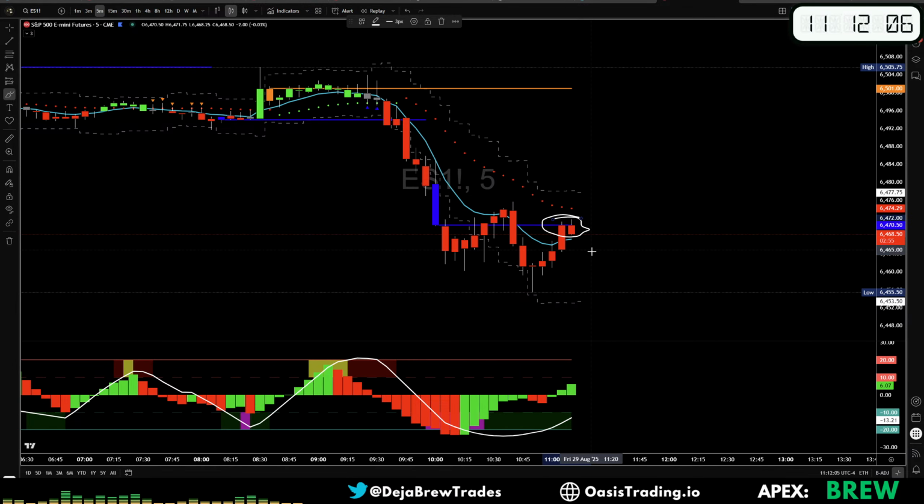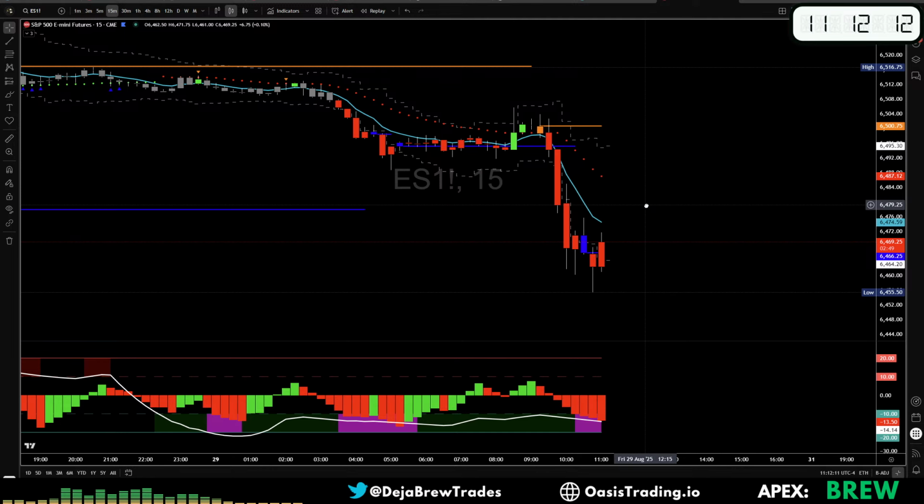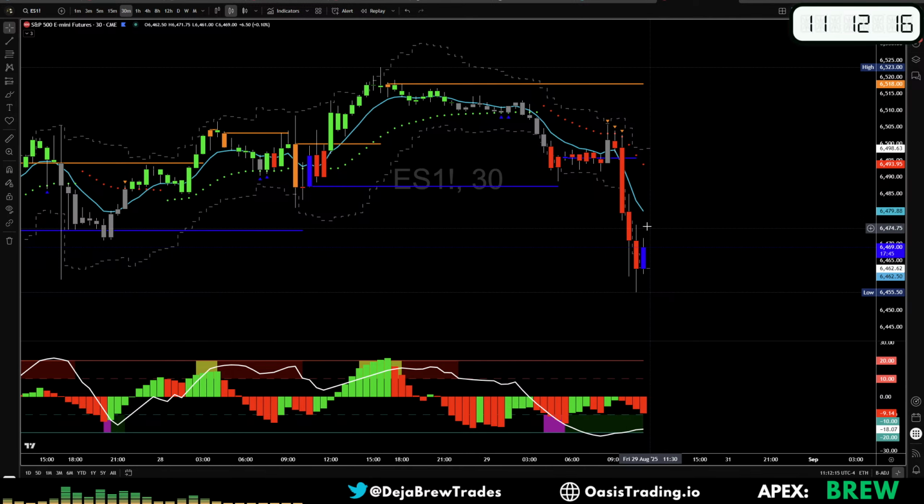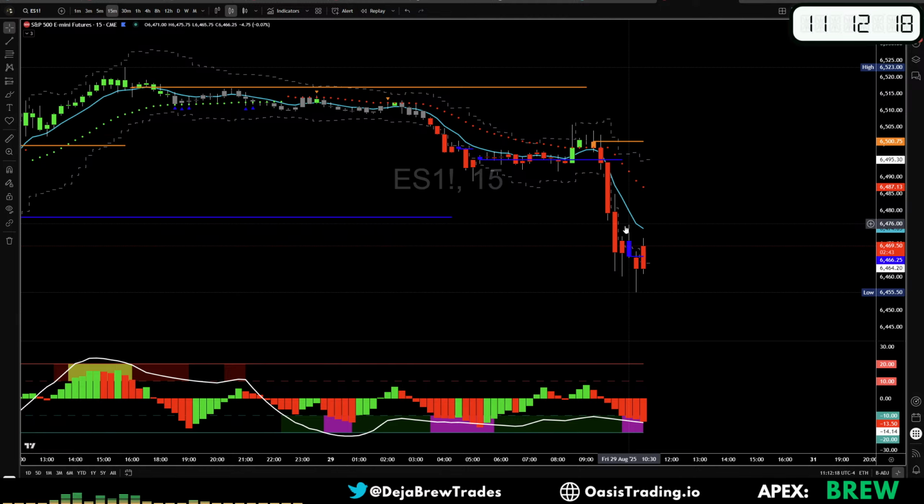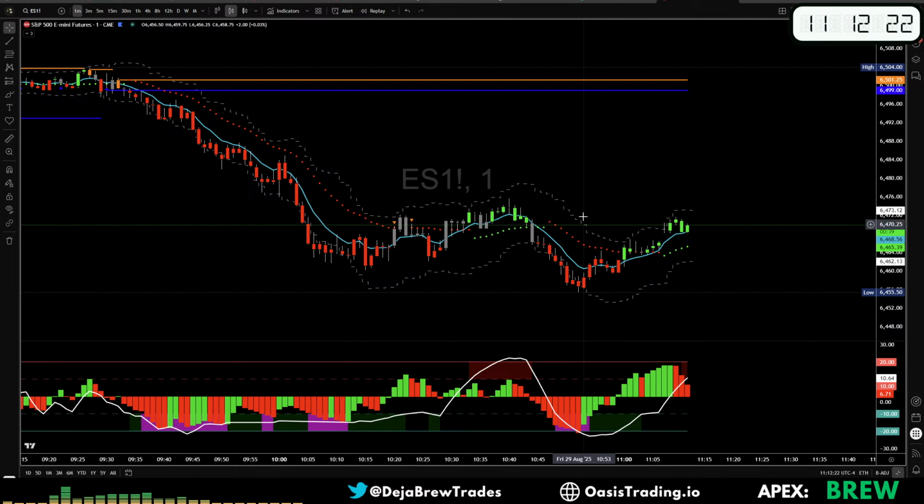You can see we're retesting that pivot. Doesn't like it too much. But yeah, we were talking about that pattern sometime this week. 30-minute pivot as well. 50-minute pivot as well. No 1 minute, surprisingly.